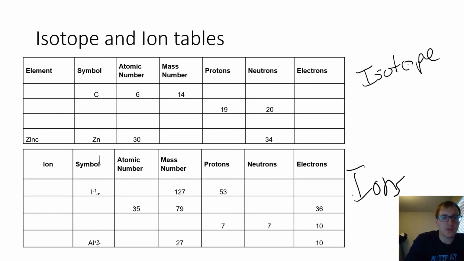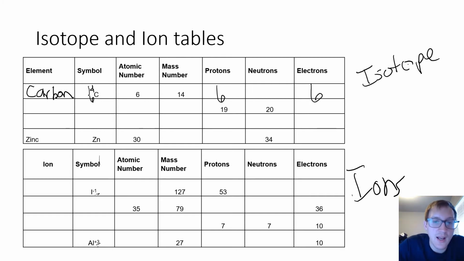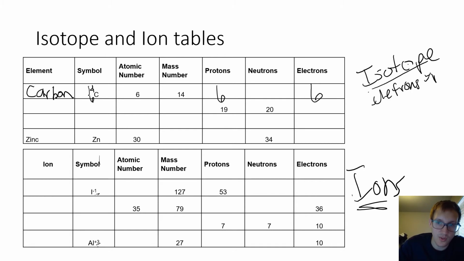So let's start with the first line. We have carbon, so I'm going to write carbon here, and the symbol is C. The atomic number is 6 and the mass number is 14. Remember that you need to write those up here, 14 and 6. The atomic number is the same as the number of protons, so that is going to be 6 right there. Because this is an isotope, protons is always going to equal electrons. The only time it's different is when we have ions, and that'll be on the other table. So for isotopes, electrons equal protons.